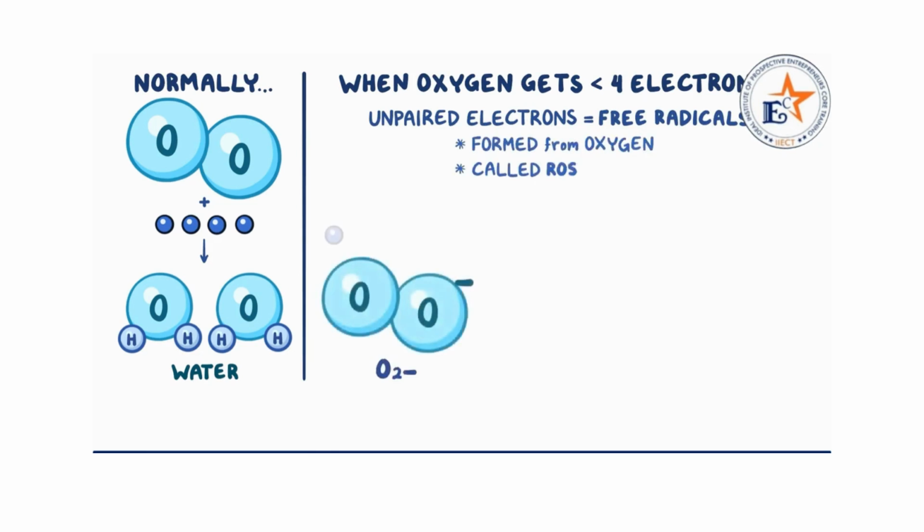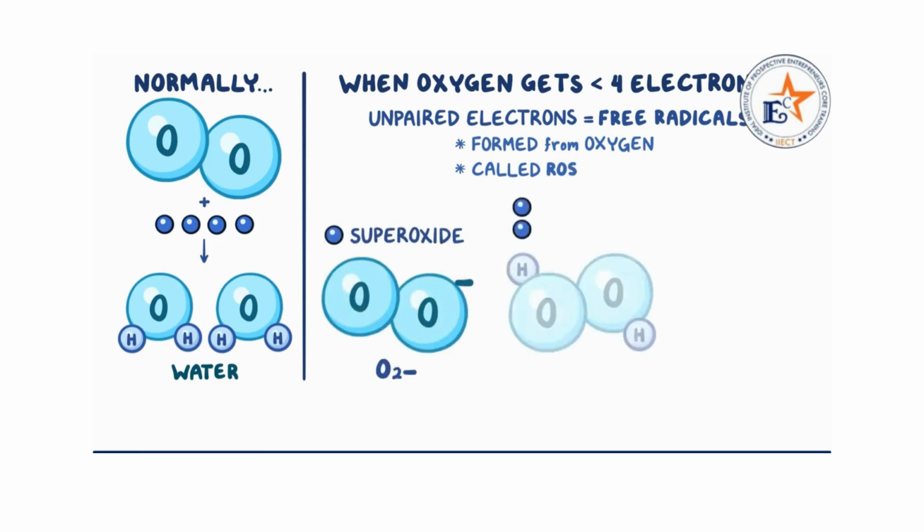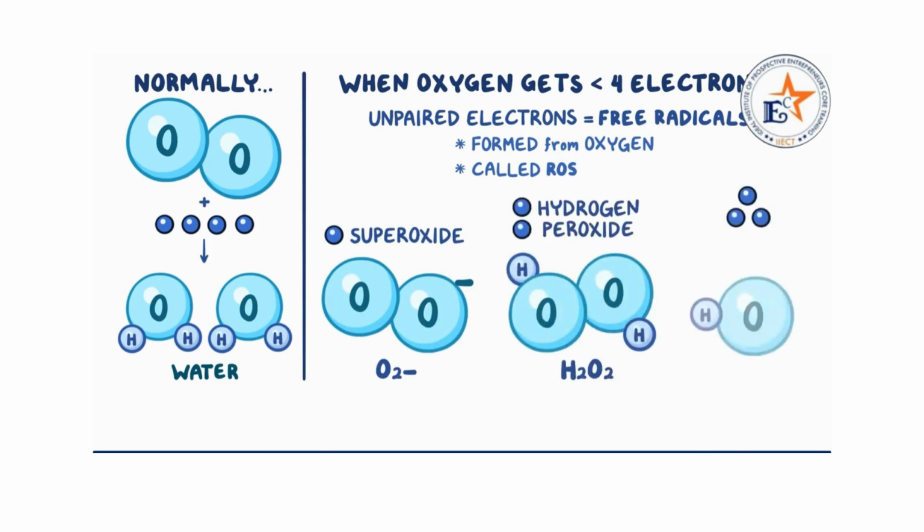Okay, so if oxygen is given 1 electron, it becomes superoxide. If it gets 2 electrons, it becomes hydrogen peroxide, or H2O2. And then 3 electrons, it's the hydroxyl radical.